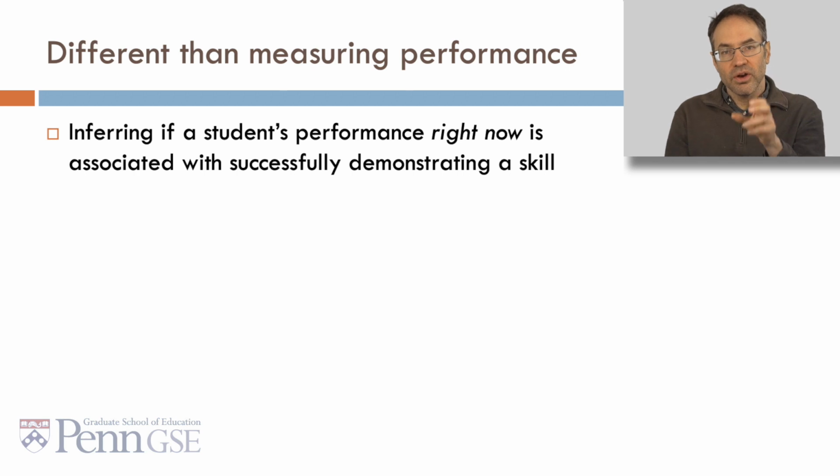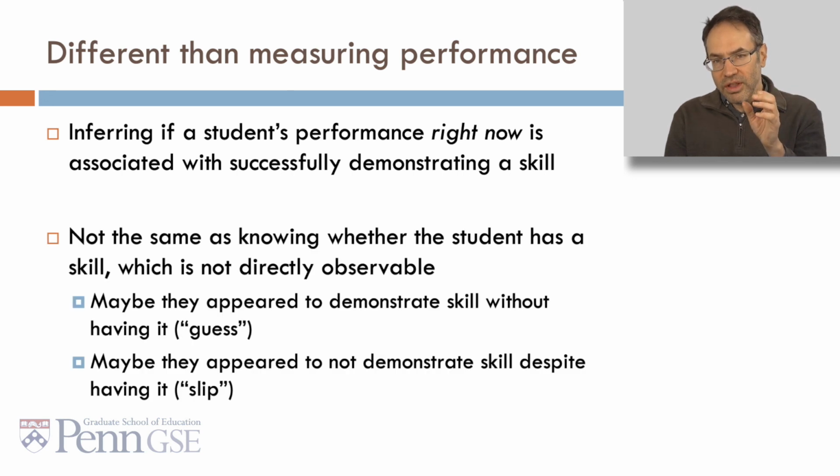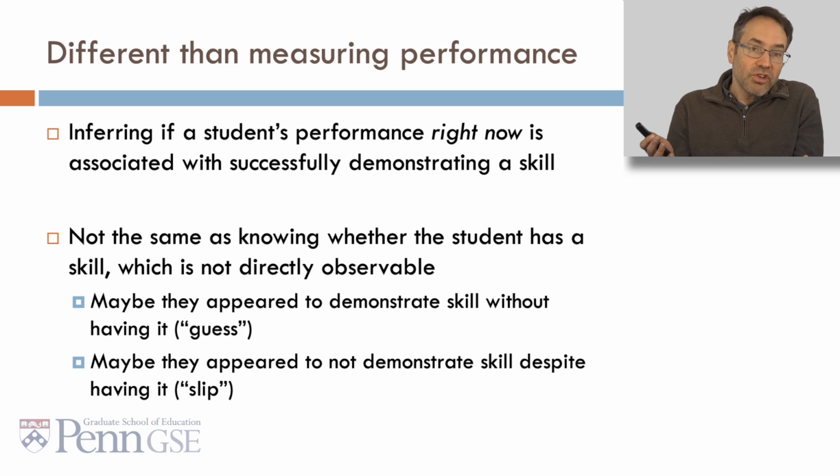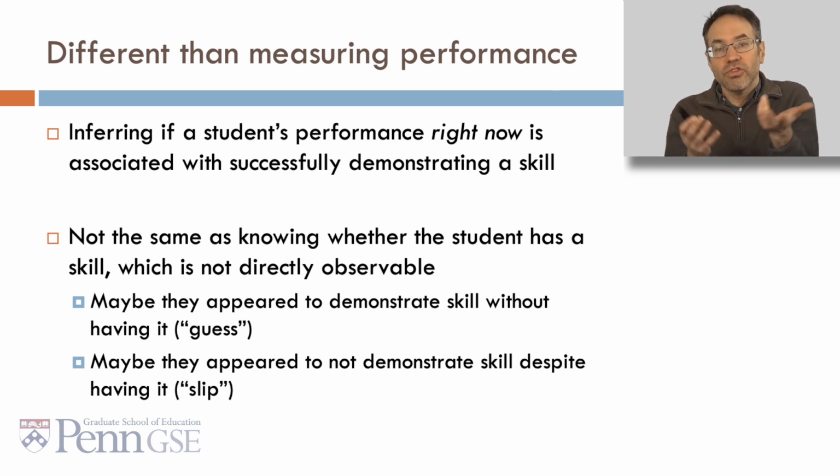What we're doing here is inferring if a student's performance right now is associated with successfully demonstrating a skill, which is not quite the same as knowing whether the student has a skill, which is not directly observable. For example, maybe they appeared to demonstrate a skill without actually knowing it, which is typically called guessing. Or, by contrast, maybe they appeared to not demonstrate the skill despite actually having it, which we often call slipping.